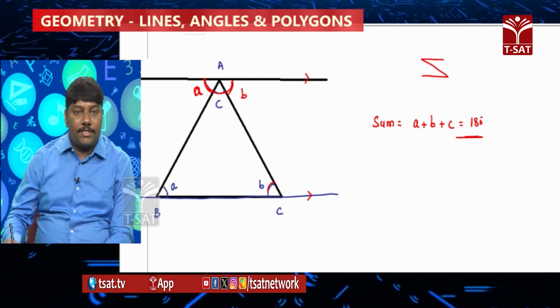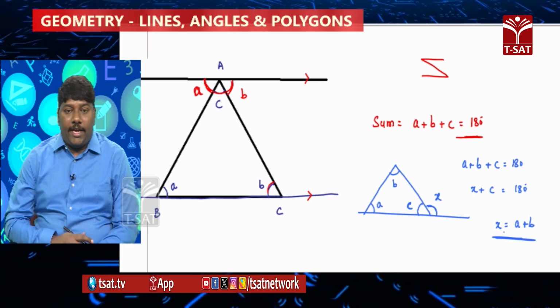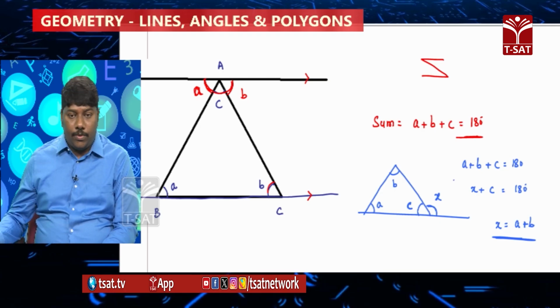If you look at any external angle of a triangle, if this is angle A, this is B, this is C, right? Let's say the external angle is x. We know A plus B plus C is equal to 180. Just now we found. Now we also say x plus C is also what? 180. So what should come in place of x? A plus B.